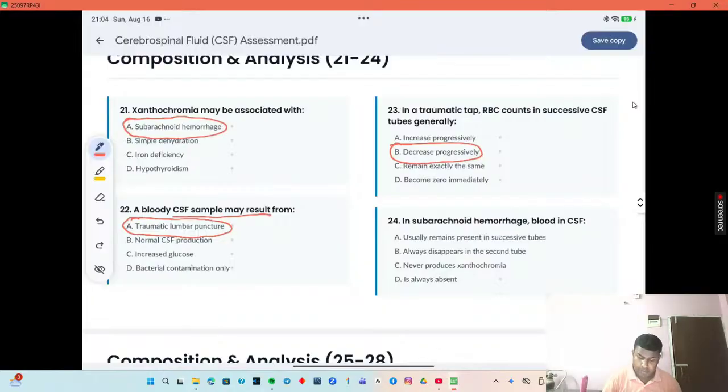In subarachnoid hemorrhage, blood in CSF usually remains present in successive tubes. Okay. So in subarachnoid hemorrhage, blood in CSF usually remains present in successive tubes. Now I will move to the next question.